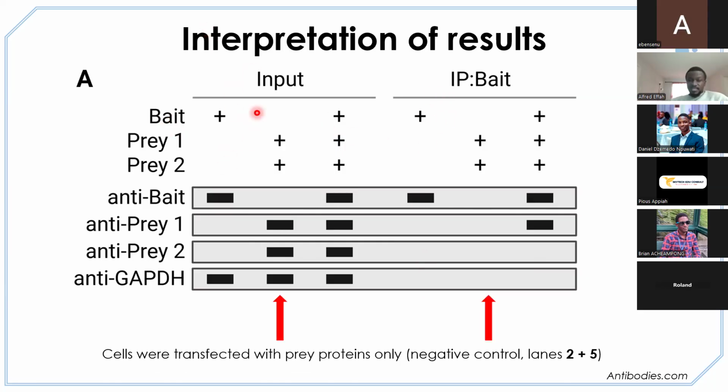Now, the next thing is the second lane. What we can see here is that the cells were transfected with just protein 1 and protein 2. So in this particular sample, we have only protein 1 and then protein 2. So we use antibodies against protein 1 and protein 2, and of course, we are seeing them here. Now, mind you, they did not express the bait, which is protein A here. And so we don't expect to see any band here. And so these ones are serving as our negative controls.